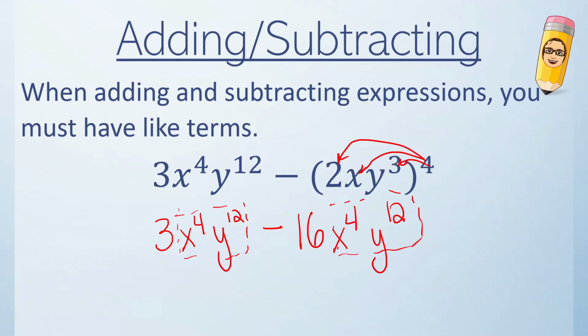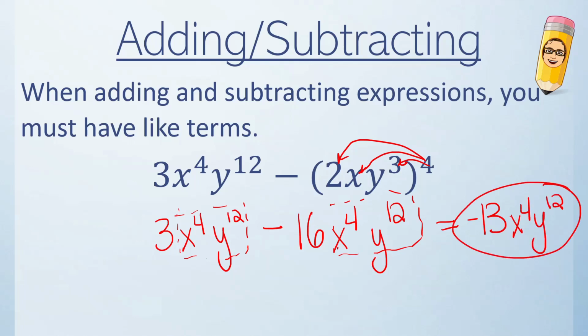I just need to subtract the numbers in the front. So I have 3 blah, blah, blah, minus 16 blah, blah, blah. So I'm going to subtract the blah, blah, blahs, and I'm going to get negative 13 x to the 4th, y to the 12th. Notice, I'm not changing the terms. I'm just changing the coefficients, because this is saying you have 3 of this value and you have 16 of this value. Subtract them is what you are doing there.